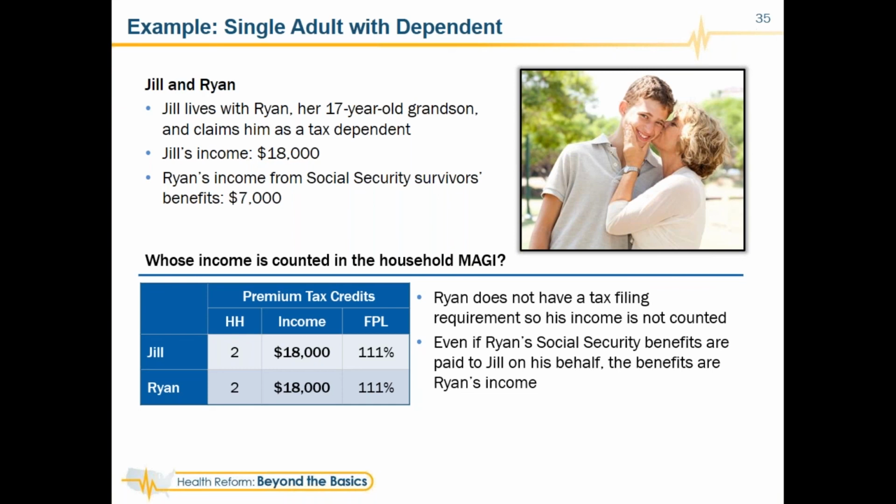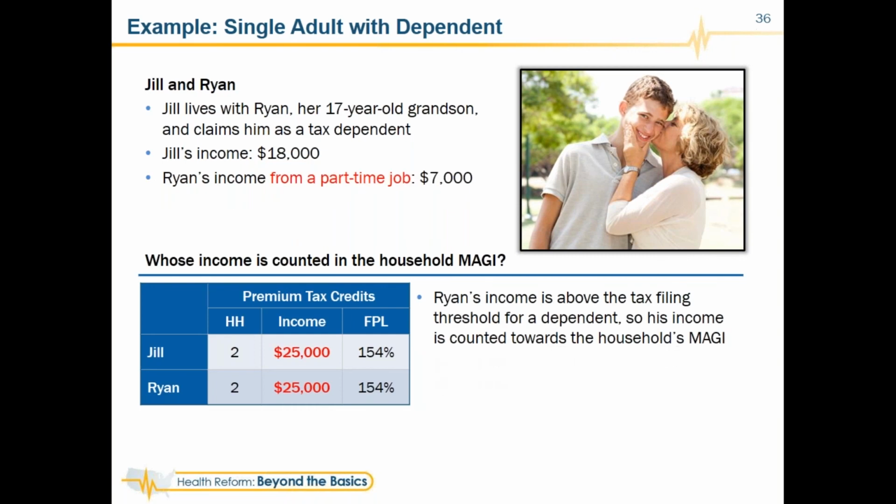So is Ryan required to file a tax return? The answer here is no, because we don't include Social Security benefits in the unearned income amount that might require you to file a tax return. So here, Ryan does not have a tax filing requirement. His income is not counted. We're just looking at Jill's income. And this is true even if the check comes care of Jill. So even if Jill's name is on the check because Ryan is a minor, it would still be considered Ryan's income, and it wouldn't change the scenario.